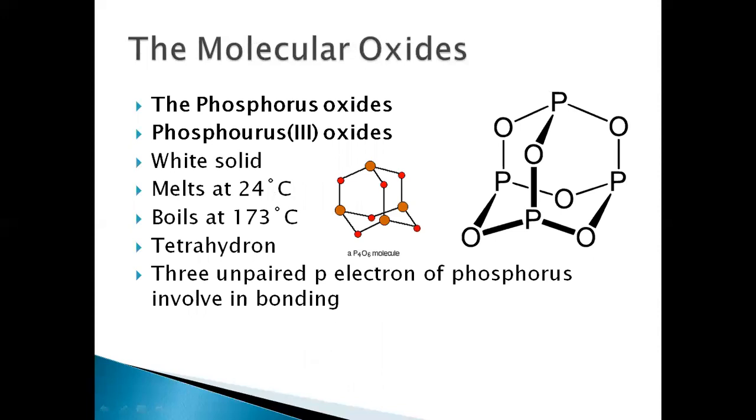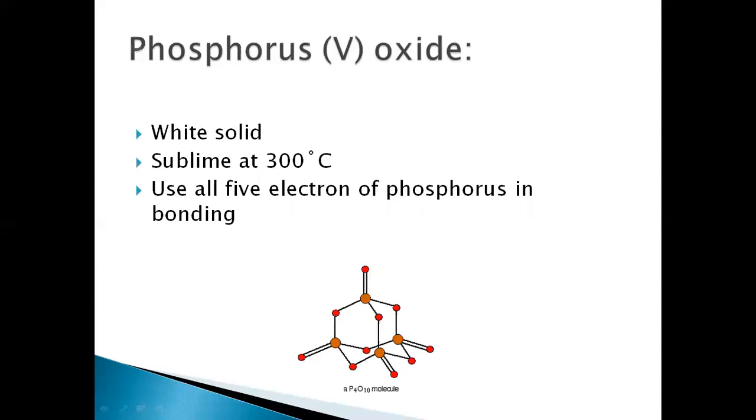But now we move towards the phosphorus 5 oxide. As I already told you, phosphorus 5 means its oxidation state is 5 in this phosphorus 5 oxide. It is a white solid. It sublimes. Sublimes means it directly converts from the solid into vapors. So what is the temperature for its sublimation? It is 300 degrees C.